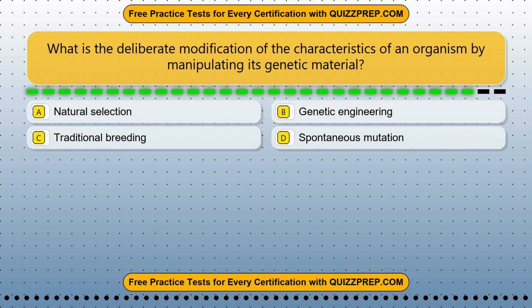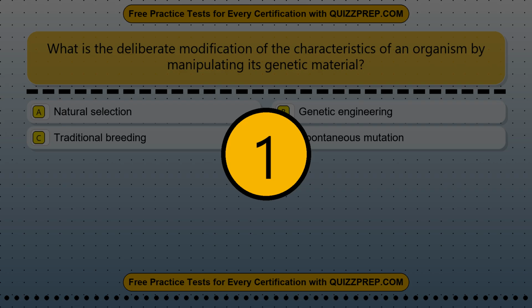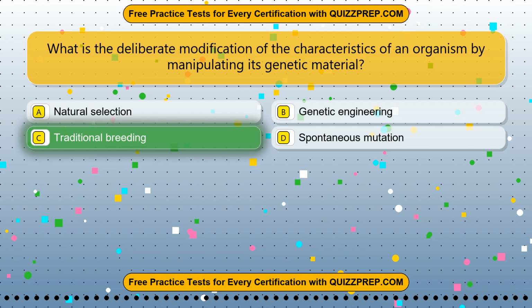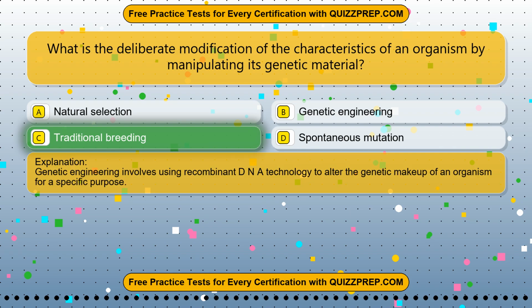Question 32. What is the deliberate modification of the characteristics of an organism by manipulating its genetic material? Option A, natural selection. Option B, genetic engineering. Option C, traditional breeding. Option D, spontaneous mutation. The correct answer is option C, traditional breeding. Genetic engineering involves using recombinant DNA technology to alter the genetic makeup of an organism for a specific purpose.